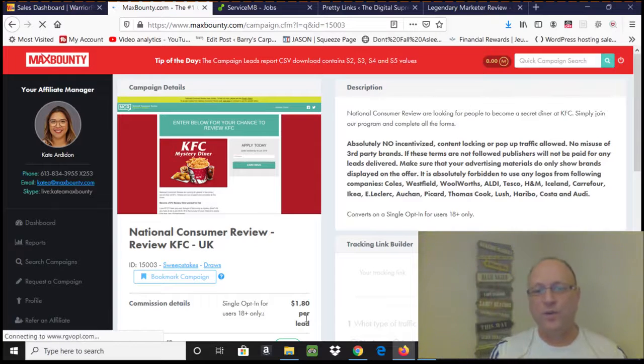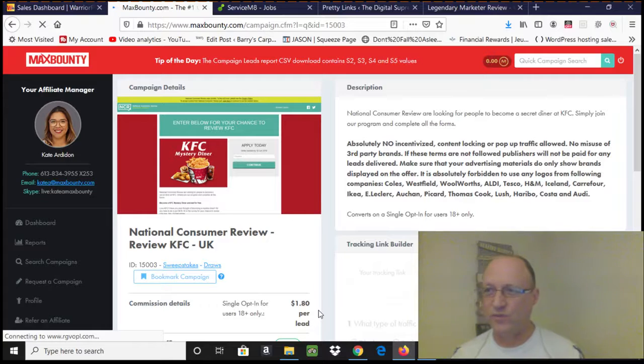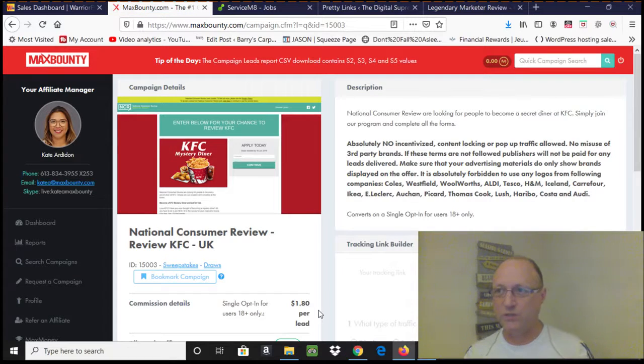Now they're paying $1.80 per lead. That's around about £1.50 per lead. That's probably just to get the email address. As soon as someone puts in their email address, you get paid £1.50. Now if you do the right type of advertising, looking at your cost per click, your cost per advert, or if you've got a big social media following and you pump it out there and put the link on social media, there are lots of different ways that you can advertise. And basically, you don't have to do any sales.